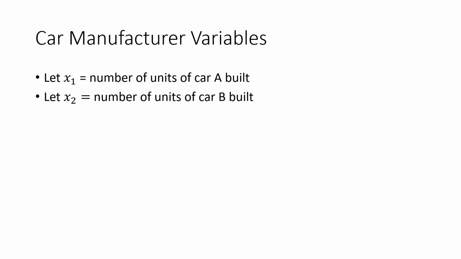Variables. What are the things that we can change? Again, write it out. X1 is the number of units of car A. X2 is the number of units of car B that are built. That's what we're allowed to change. Nothing else can be changed. Everything else is set in stone.